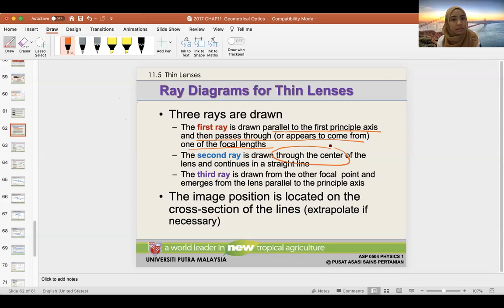If converging, it goes to the back. If it's a diverging lens, it goes to the place where the incident light is. That is where your focal point is. Later we'll see. The second ray is drawn through the center. This is different compared to mirrors. For mirrors, the second ray is drawn into the radius of curvature. So take note of that. That part is different for lens. The image position is located at the cross section of the lines. Same, the intersection gives you the image.